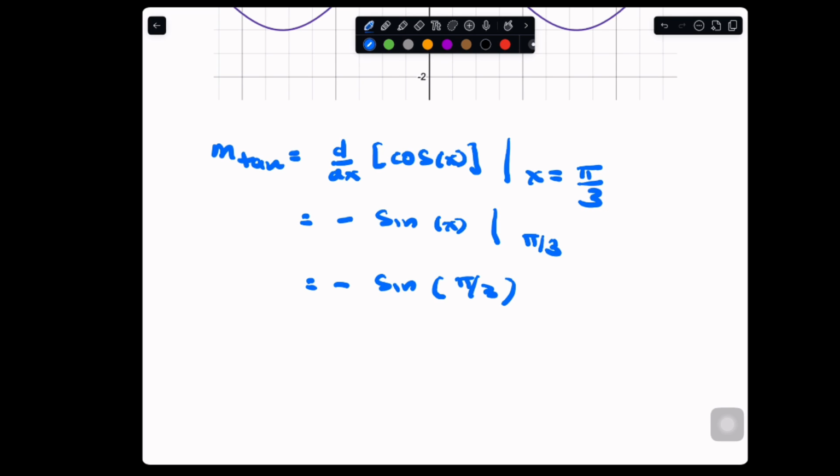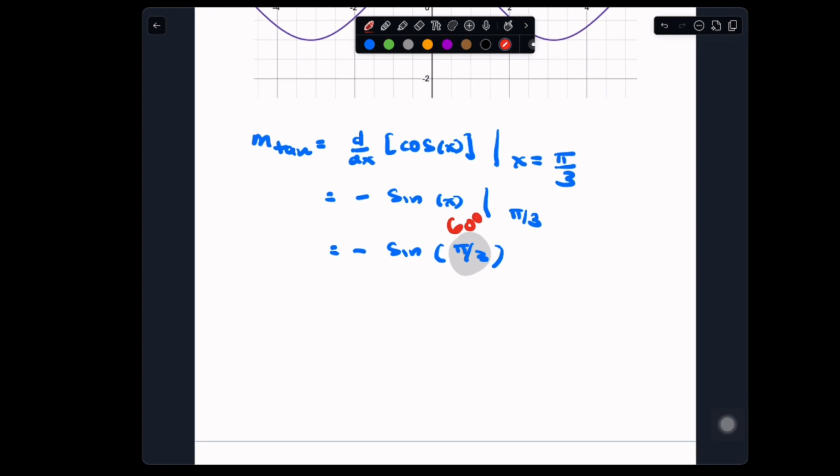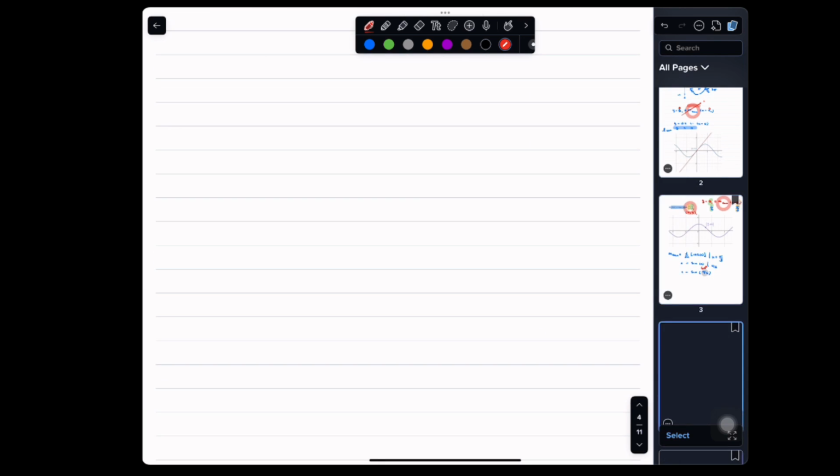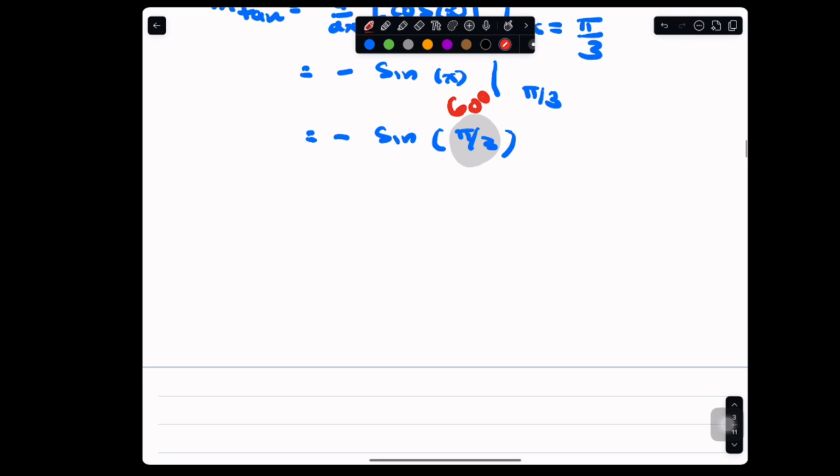So if I asked you guys, think about this. What is pi over 3? Isn't that 60 degrees? So I could go back to geometry if I had to deduce this answer, right? Going back to geometry, I might look at my 60 what? So if I can draw that.